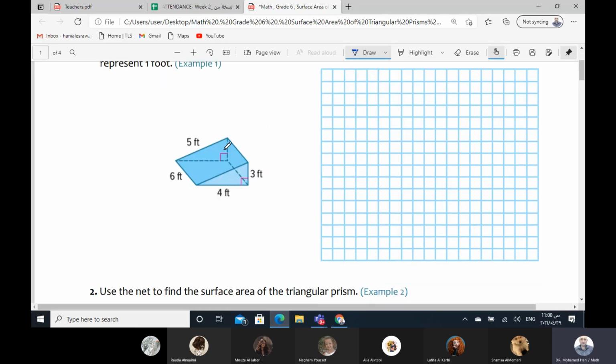As you see, we have this triangular prism and we want to draw the net. Start from the bottom. As you see here, the bottom will be a rectangle, and here we have length 6 and here width 4. We have 6 and 4. So 1, 2, 3, 4, 5, 6. And here we have 4. 1, 2, 3, 4.